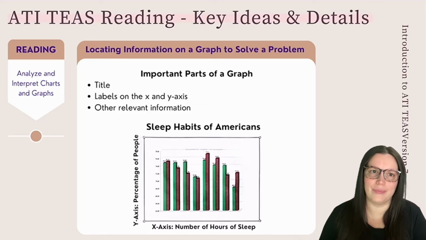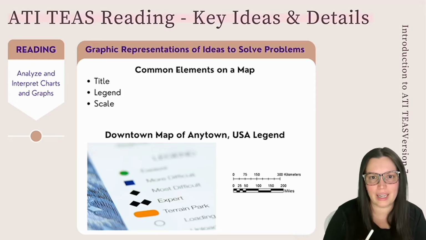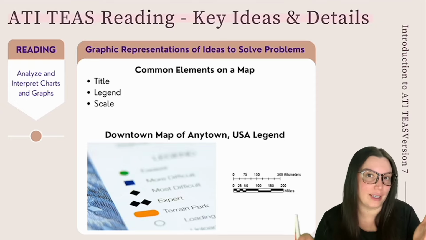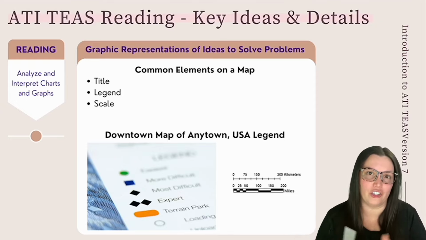So for example, a map of your town may have the title, Downtown Map of Any Town USA. The legend may have symbols that represent different businesses, such as restaurants, grocery stores, or banks. And the scale might say 1 inch is equal to 1 mile. This information can help you solve a problem because you were able to identify where certain businesses are located and how far away these particular businesses are from each other.